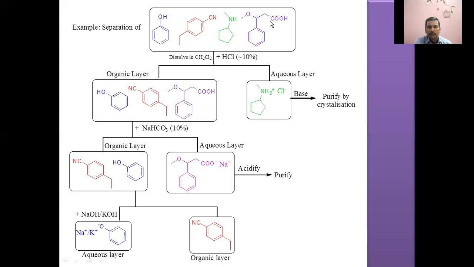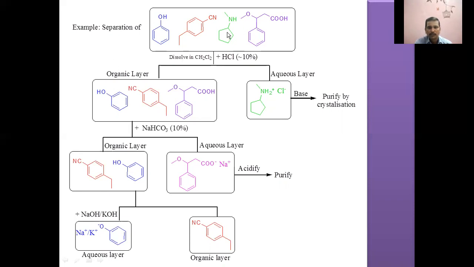So this is propanoic acid, 3-phenyl 3-methoxy propanoic acid. So you have a mixture of 3-phenyl 3-methoxy propanoic acid, methylaminocyclopentane, 4-ethyl cyanobenzene, and phenol. You have to separate this.